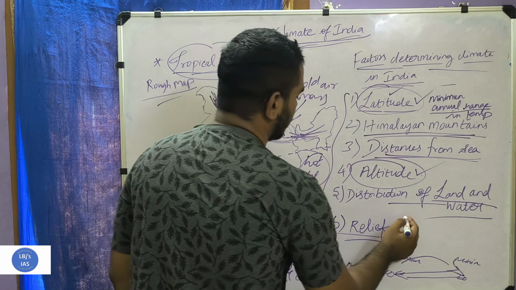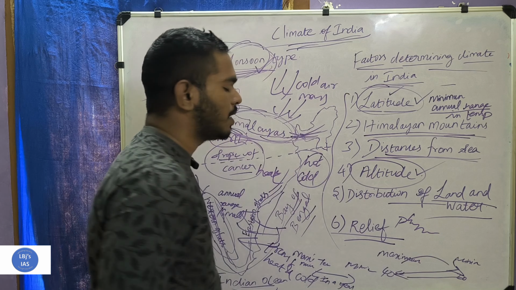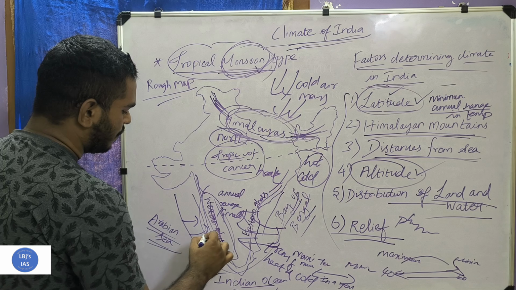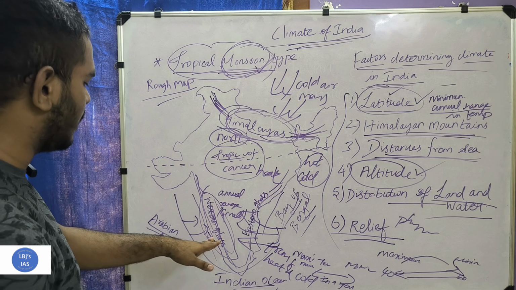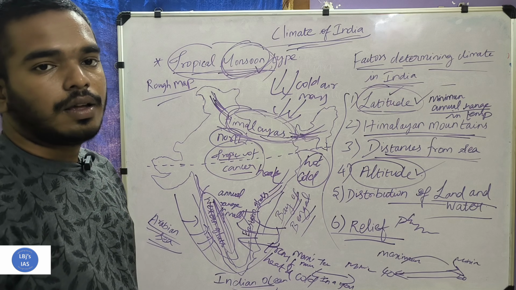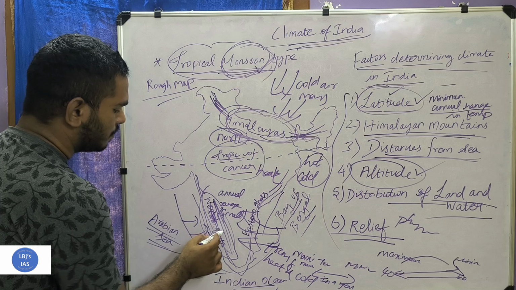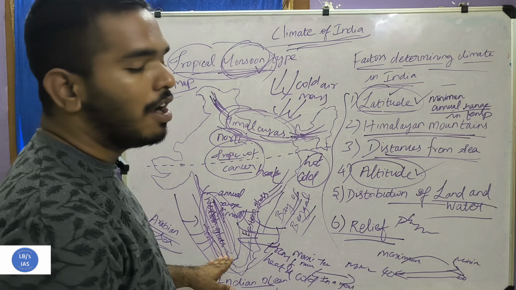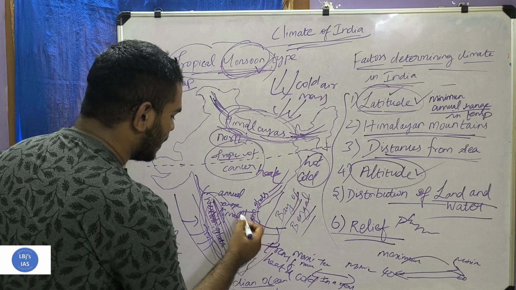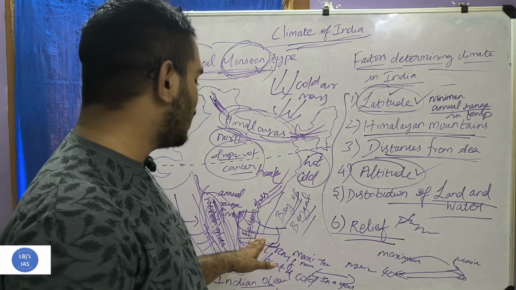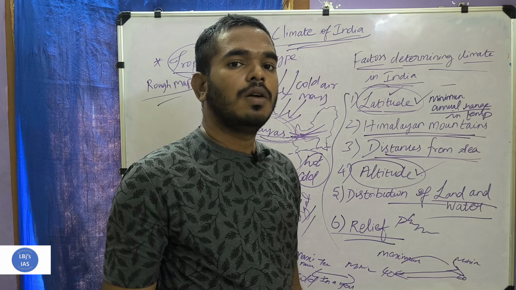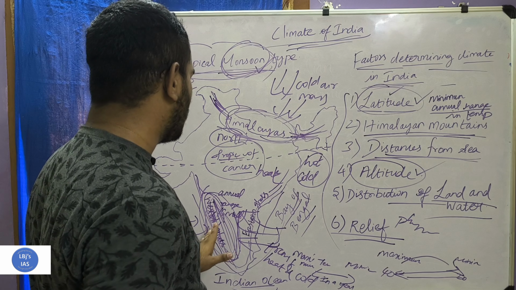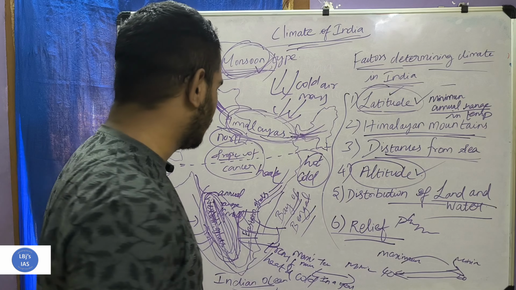Next one is relief. Relief is nothing but the physiography of an area. Take for example, the wind from the Arabian Sea is interrupted by the Western Ghats. So rain is distributed in this region because it lies on the windward side. But behind that is the leeward side. The leeward side of the Western Ghats does not receive much rain because all the moisture in the wind was given out as rain here.